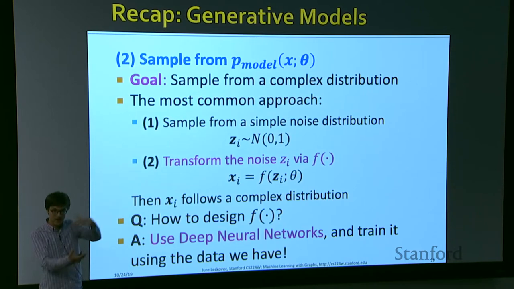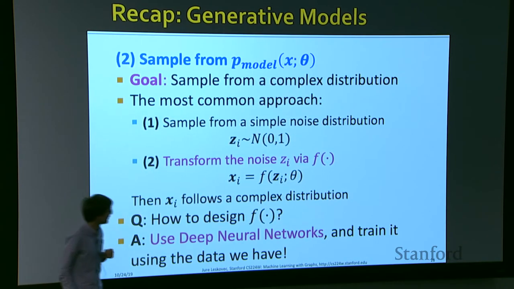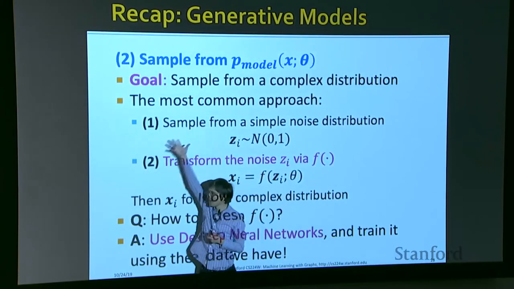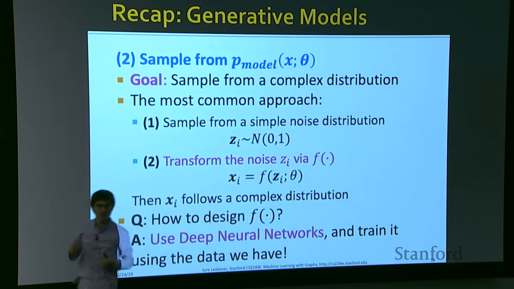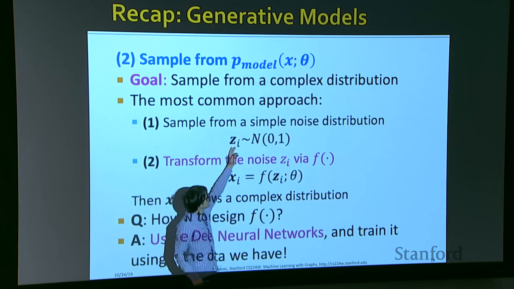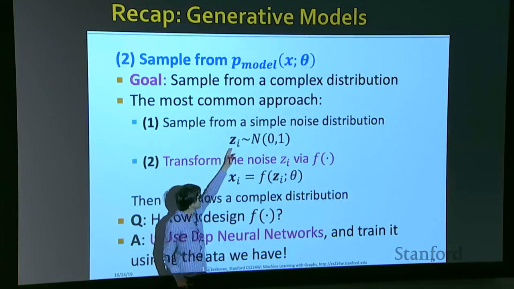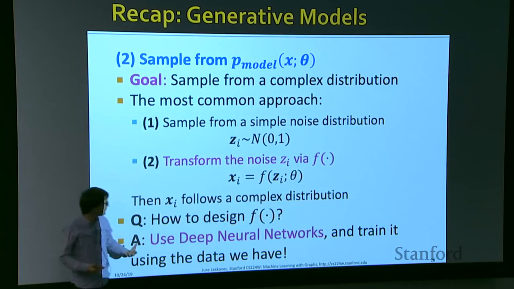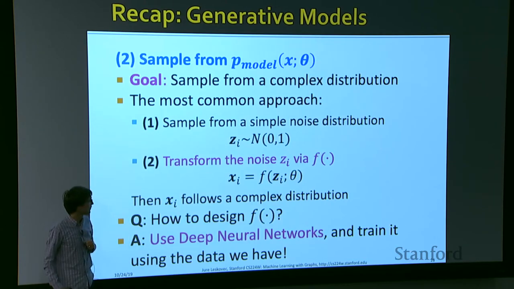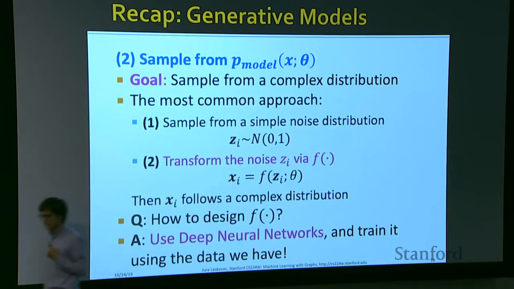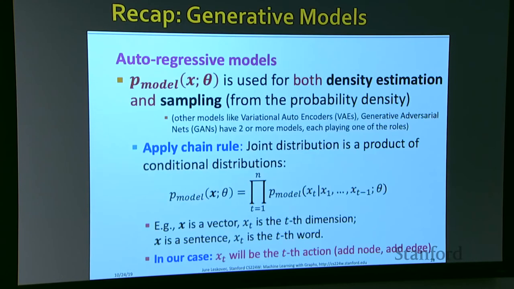If you think of the picture I had, my slide number 5 or whatever, I will put a random number here, push it through the entire neural network, and out comes my generated graph. Conceptually, you can think of it as that, right? So the idea is I generate something from a very simple, let's call it noise distribution. I have a complex function. It takes this noise and gives me a complex object that follows some more complex distribution. And our goal will be to use deep neural networks to find this function f. All right? That's conceptually what we are trying to do.